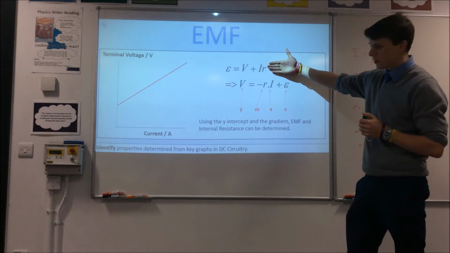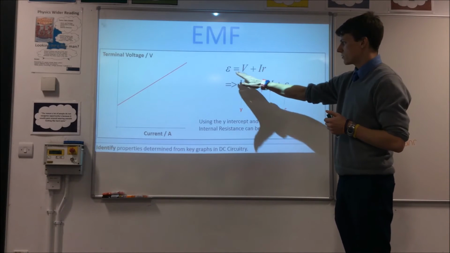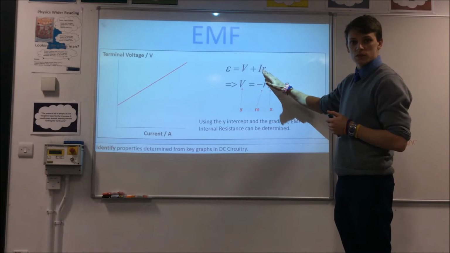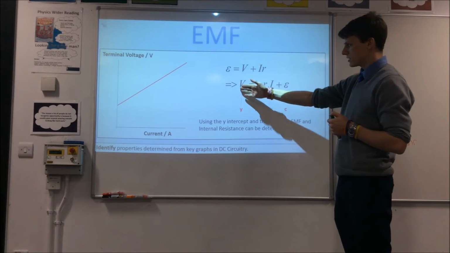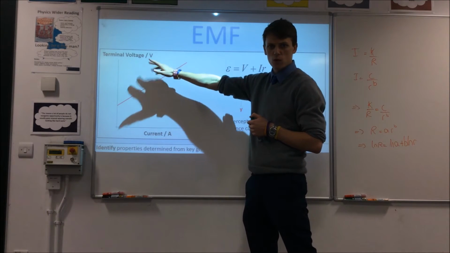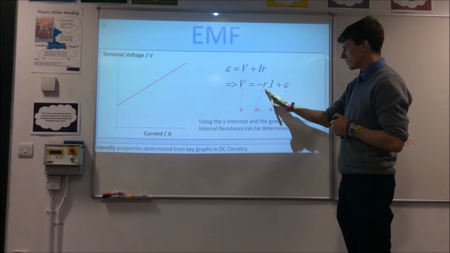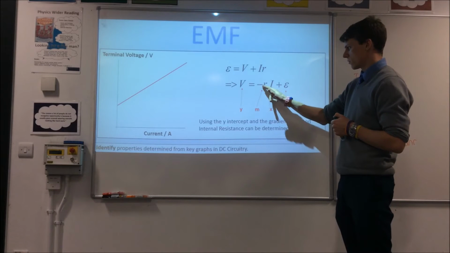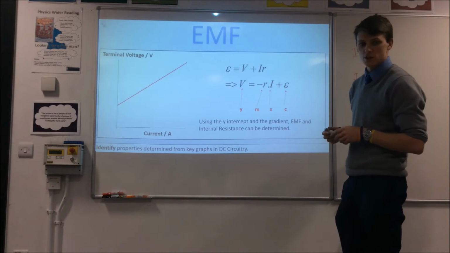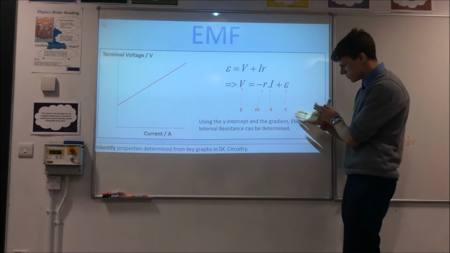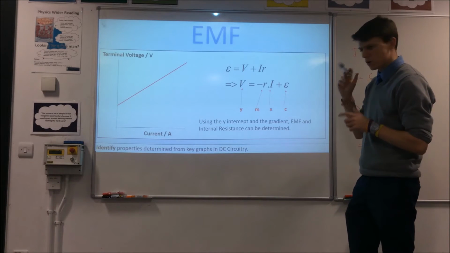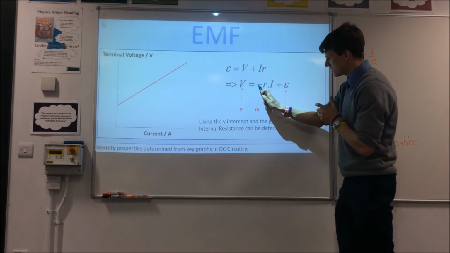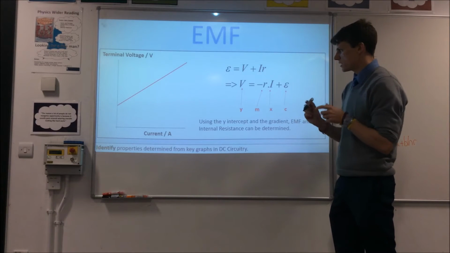You'll see this equation in your formula sheet. EMF is terminal voltage plus the potential difference across your internal resistance. If we rearrange that, with terminal voltage on your y-axis, we get this form right here. So you've got your potential difference across your internal resistance and your EMF. We've introduced a plus c term for the first time. What a lot of people miss out here is this term: we've got minus the internal resistance.